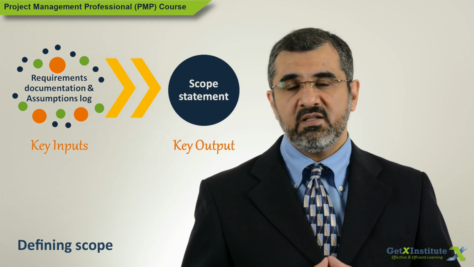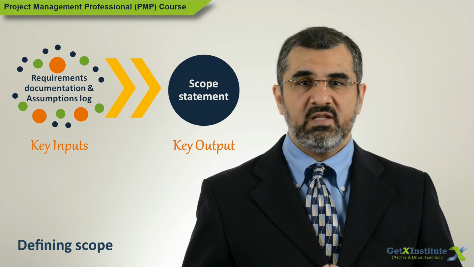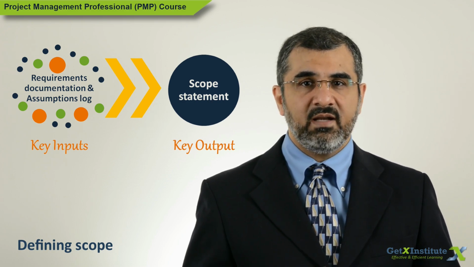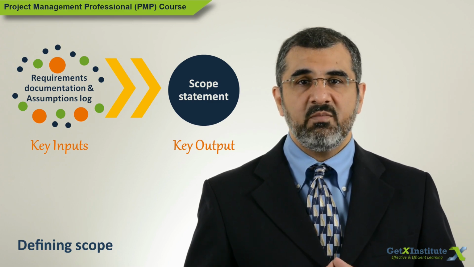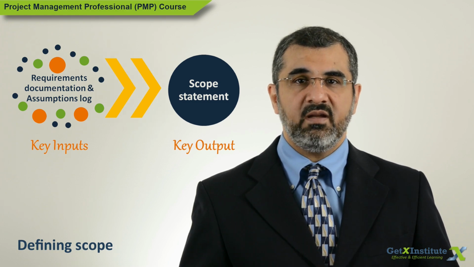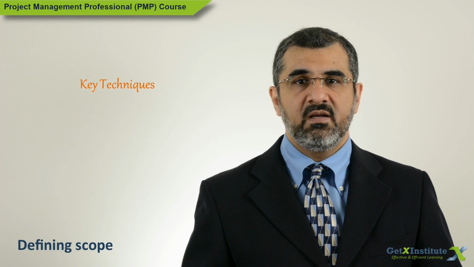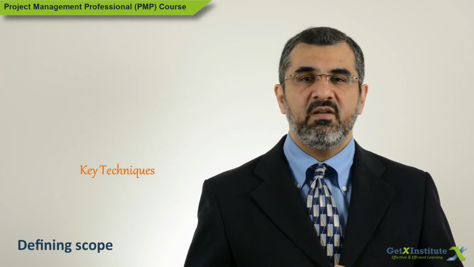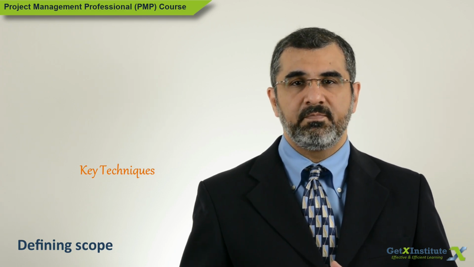The process will consider only the approved requirements for defining scope, because there can be requirements recorded that are either ignored or postponed. The scope statement will list the deliverables and acceptance criteria besides other information. In agile projects, this process is repeated with every iteration as it is an ongoing process.